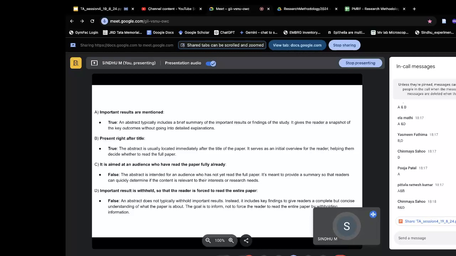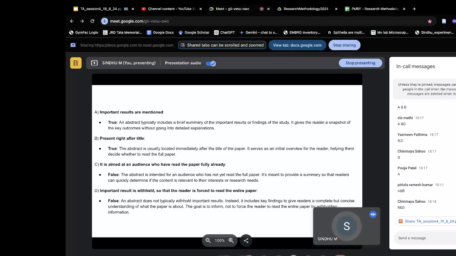So option A is correct. It has the important results. Option B is also correct. It is present right after the title. And option C is not correct. The abstract is usually for people who cannot read the entire paper, but if they read the abstract, they will get a gist of the paper. So option C is not correct.